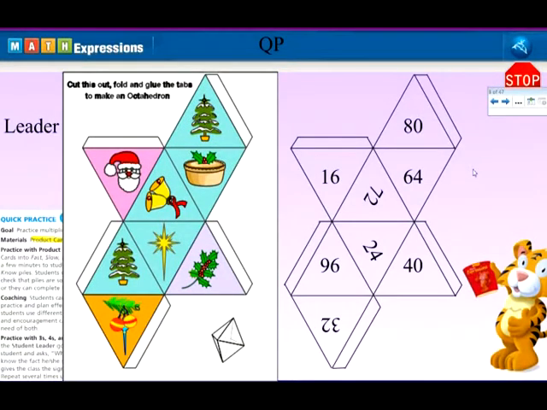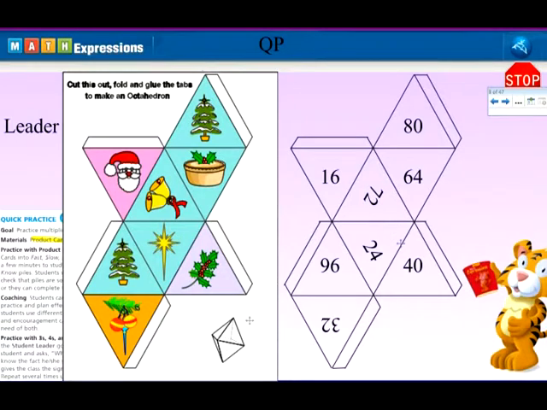Today's quick practice, I thought of something that would be a little more festive. And what I found was this octahedron. I'll be adding it to the website so you can print it off and make your own. Or what I thought would be really nice is if you did that octahedron and changed the numbers so that they would be divisible by 8.